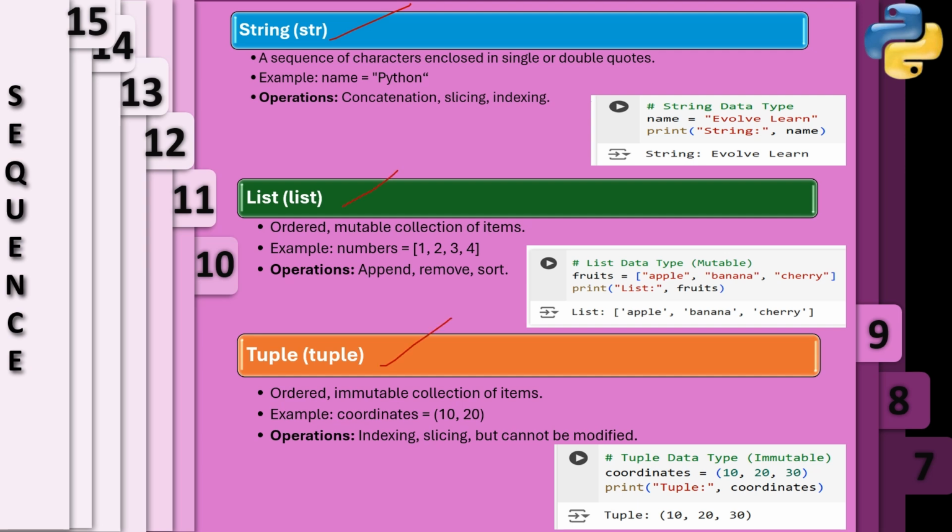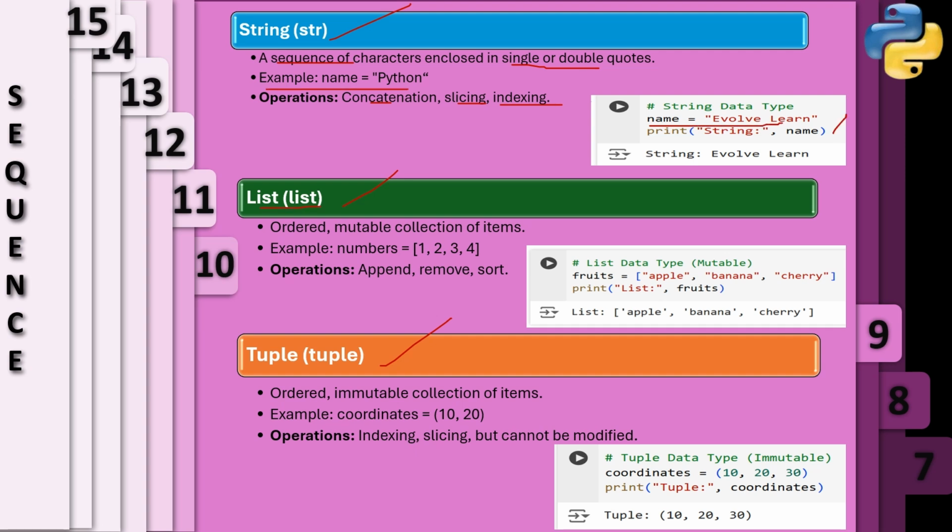A string is essentially a sequence of characters enclosed in single or double quotes. This means you can perform various sequence operations on strings such as indexing, slicing, concatenation, and iterating through each character. This is an example of how we can store a string in a variable and how to print it.